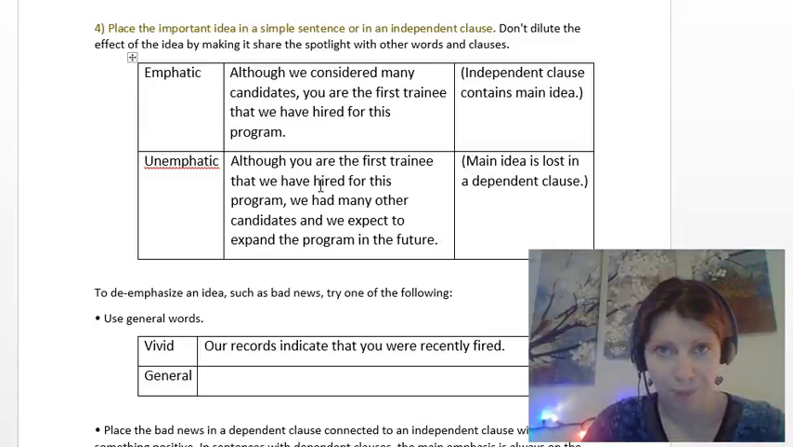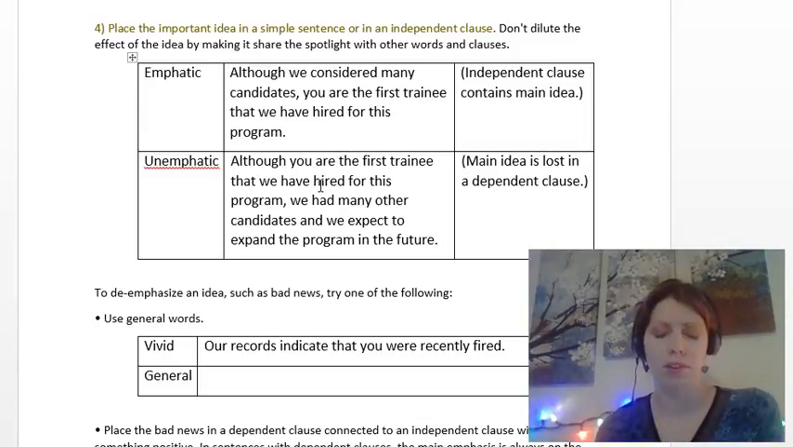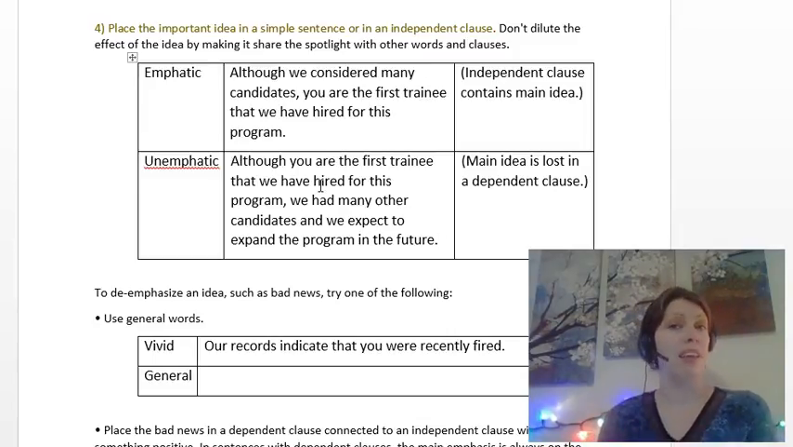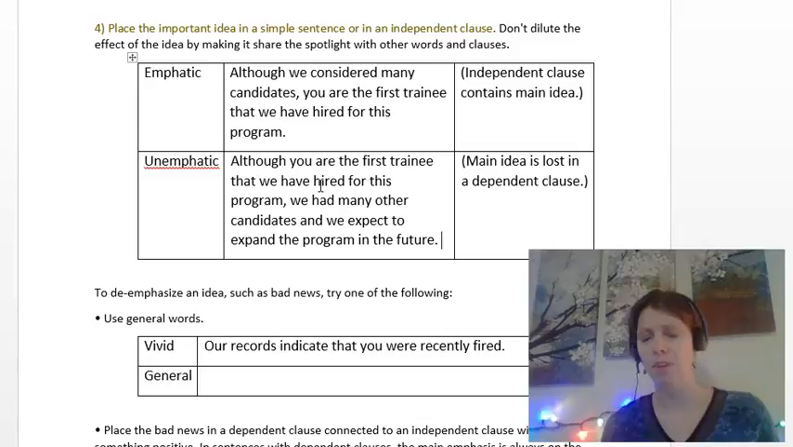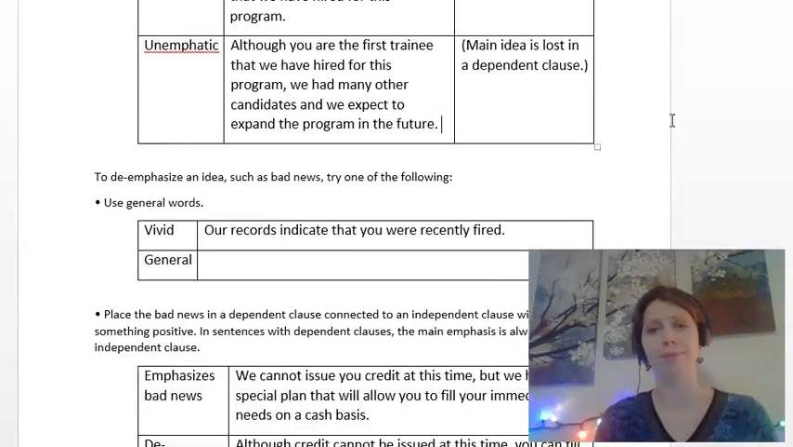Whew. Okay, so which one's easier to understand and which one are you more likely to remember? When you're looking at the emphatic example, or if somebody says all of those words to you, are you really getting the main idea, or are you just getting, okay, they're going to expand the program. I was one of the first people they interviewed. Cool. Right? So just be aware that you can drown your words in other words if you're not careful.